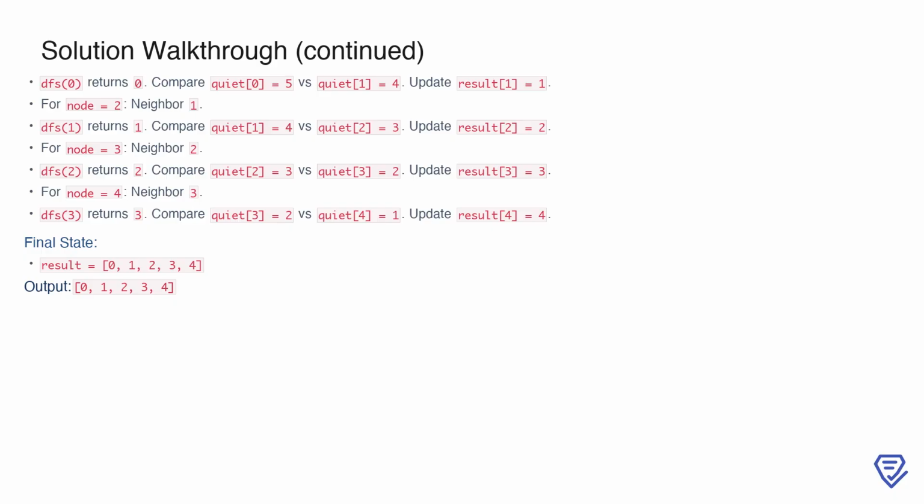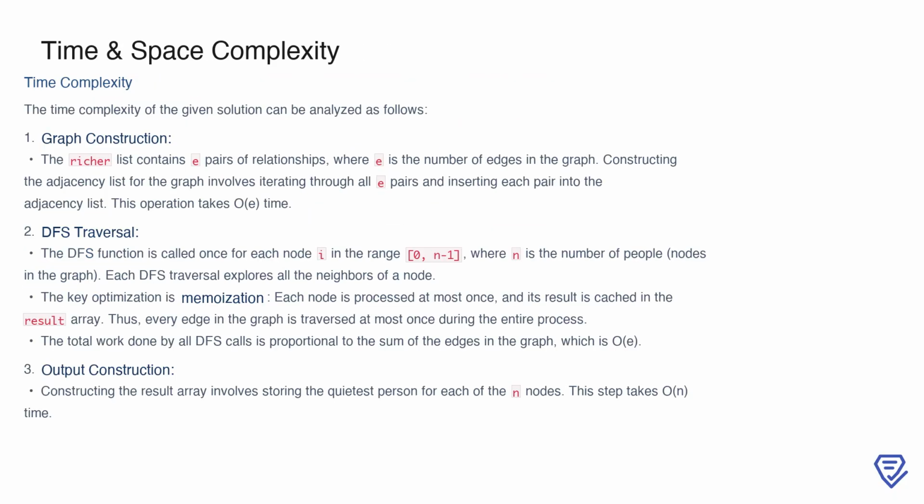in its richer path. To analyze the time complexity of the solution, we need to break it down into 3 main steps. First, the graph construction step processes the richer list, which contains pairs of relationships. Each pair is inserted into the adjacency list, and since we perform this operation for all pairs, the time complexity for this step is O(E).